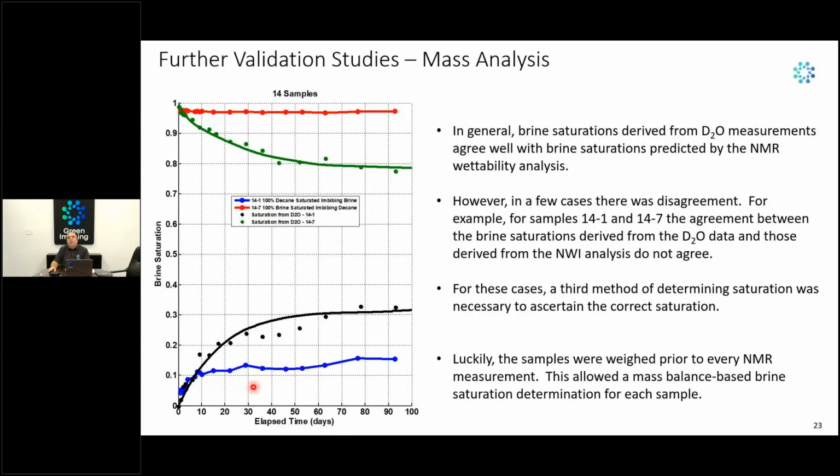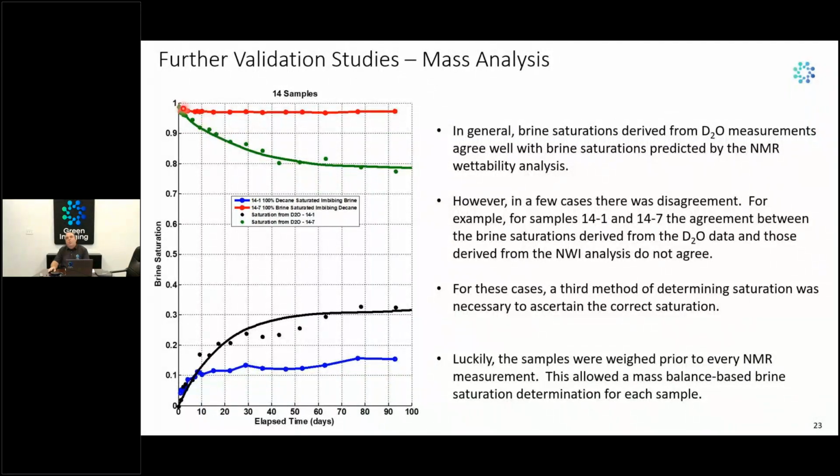You can see there's quite a bit of disagreement between the saturation predicted from the model, shown in red and blue, versus the saturation measured from the D2O. And especially for this 14.7, sorry, the model really showed that the saturation didn't change over time, and that just didn't make any sense.